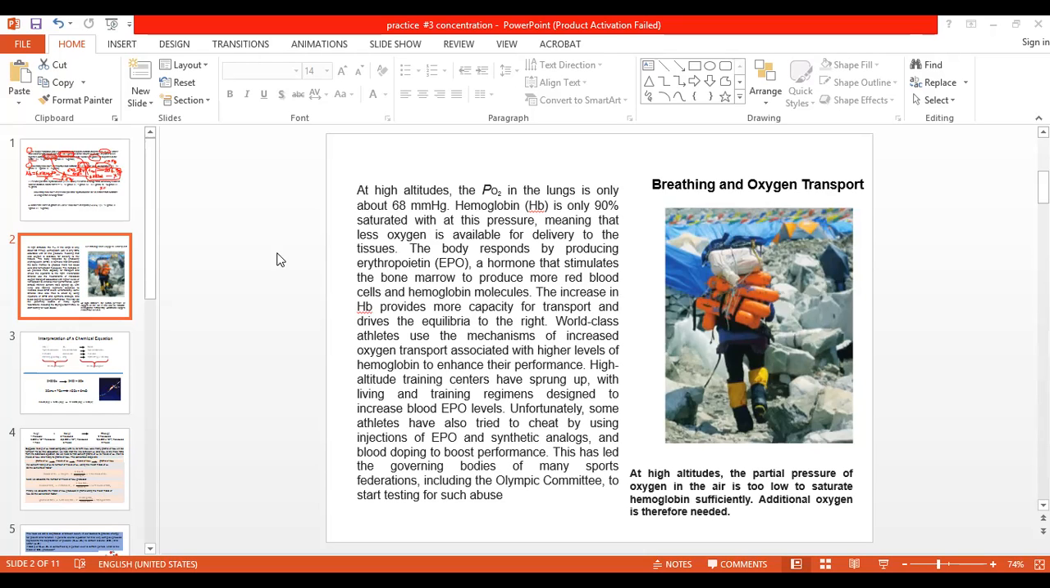Okay, so for example, if you look at this slide, it's about the situation at high altitude. So in high mountains, the pressure of air, the so-called partial pressure of oxygen, is very low.